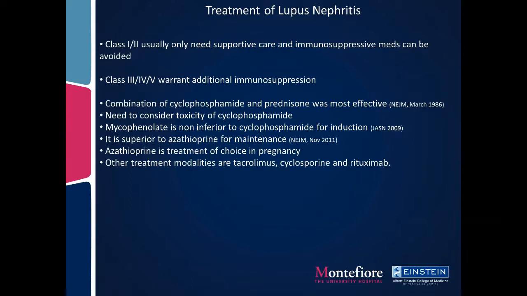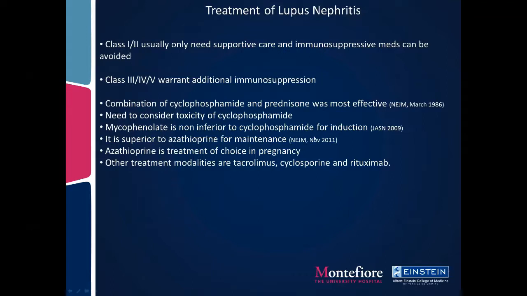The treatment of choice in this is actually mycophenolate. It was the ARMS trial, published in 2009, that looked at the non-inferiority of mycophenolate compared to cyclophosphamide, which was the treatment of choice prior to that. It showed that mycophenolate is not inferior to cyclophosphamide. And again, because this is a disease that affects young women, and because of the risk of losing fertility with cyclophosphamide and all the side effects associated with it, mycophenolate is the treatment of choice for induction of remission in patients with lupus.